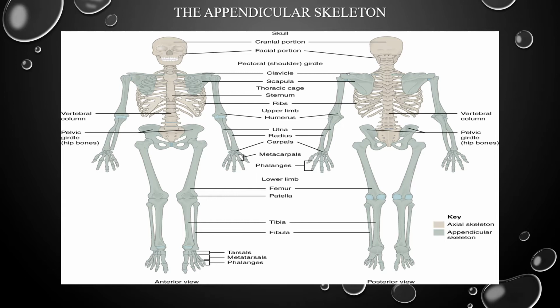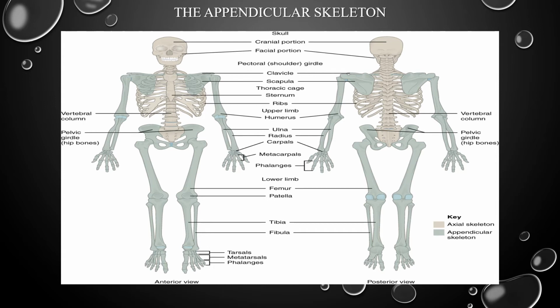metacarpals, with 5 of these in each hand. The finger bones are a series of bones called phalanges. The pelvic girdle is made up of the os coxa, with the superior broad portion called the ilium, with its upper rim referred to as the iliac crest. The inferior portion is called the ischium. Just above the genital region, we will find the pubis, or pubic bone.